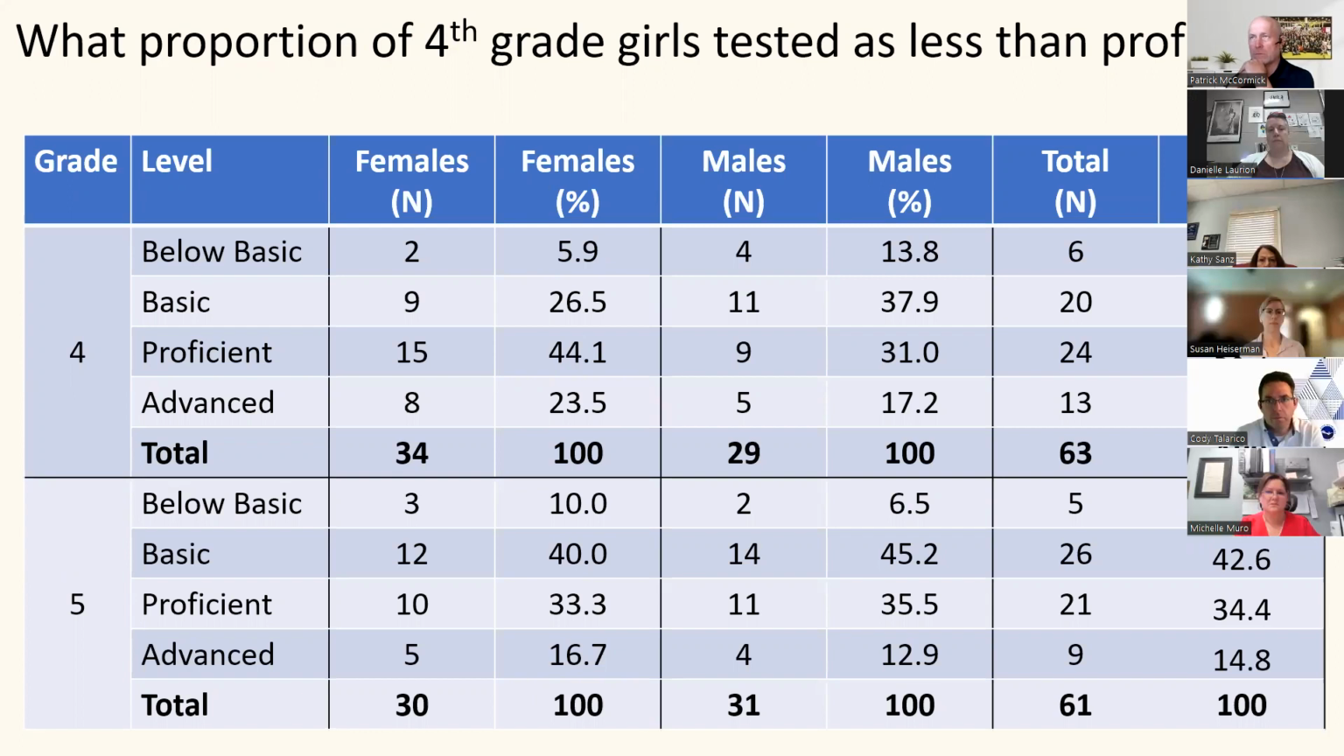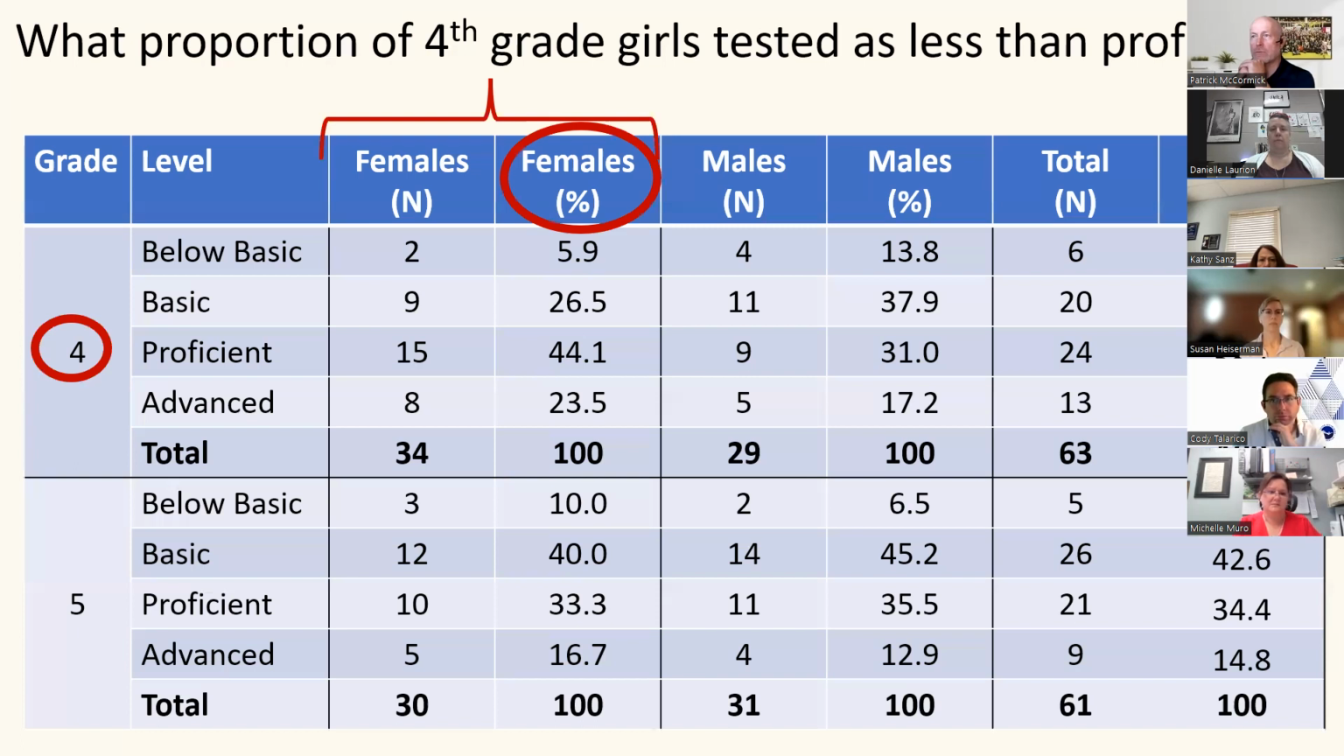What does this mean? And so we would use our location skill to narrow in on where we want to focus in this table. So if we had a question like the one you see at the top, what proportion of the 4th grade girls tested as less than proficient? We would use that location skill to start zeroing in on where to look in the table. So, okay, 4th grade girls, I want to make sure I'm looking in the 4th grade row. The girls, so I want to make sure I'm looking at the females. Proportion, okay, so I want to make sure I'm looking for the percentage.